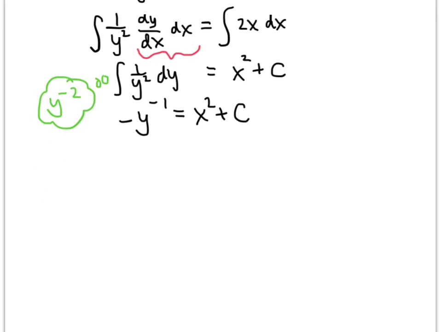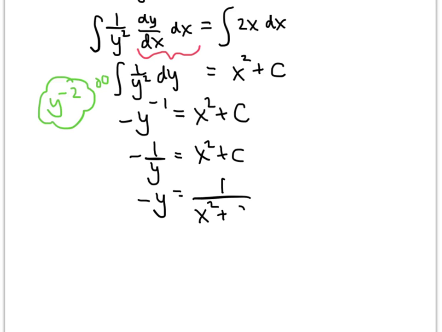So now y to the minus 1, that's 1 over y, so this is minus 1 over y equals x squared plus c. If we want to solve that for y, let's flip over both sides, so we get negative y equals 1 over x squared plus c. Notice that that plus c is in the denominator because we flipped over the right-hand side. So you don't just have the plus c hanging off the end. And then we just multiply both sides by minus 1, and we get y equals negative 1 divided by x squared plus c. Now, if this were not an initial value problem, we'd be done.